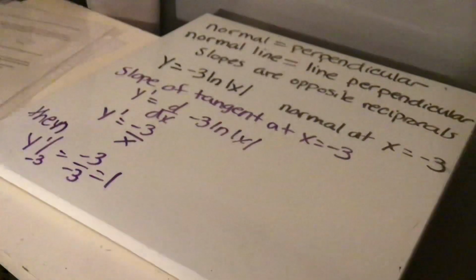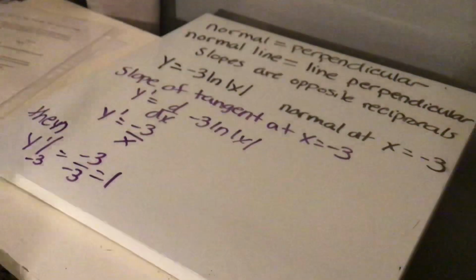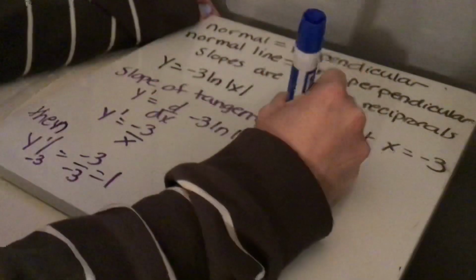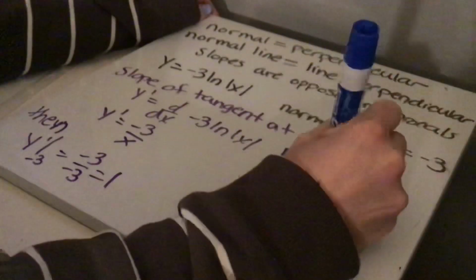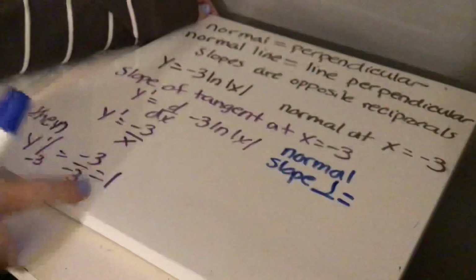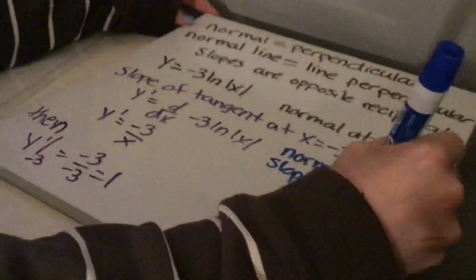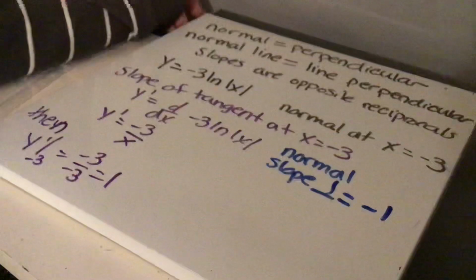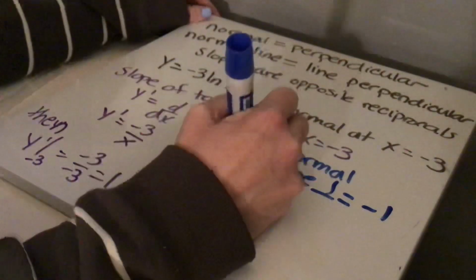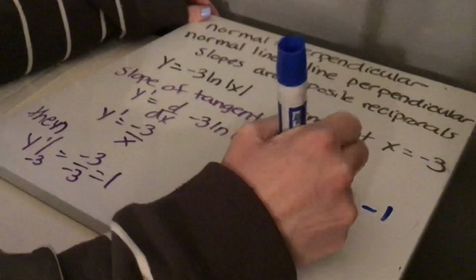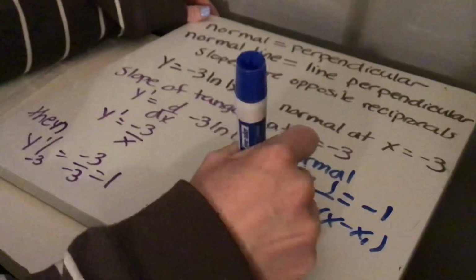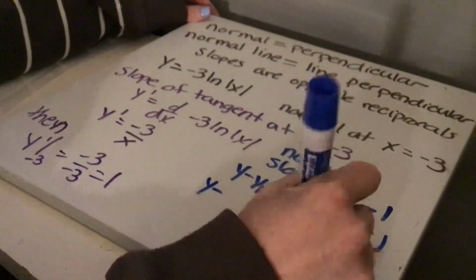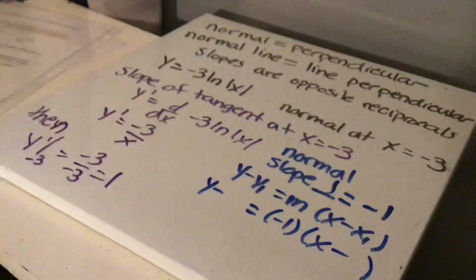So the slope of the normal line has an opposite reciprocal. The normal slope has to be perpendicular. So the opposite reciprocal of 1 is -1. Then the equation of a line is y minus y1 equals slope times x minus x1. So we know the slope of our normal is -1, and then you just need to find the point that the line is passing through.